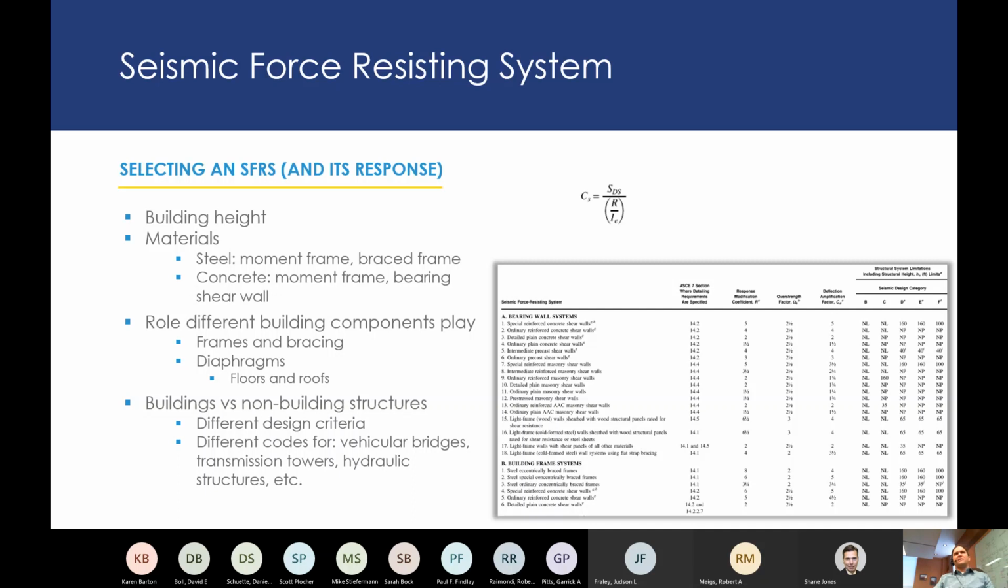Buildings versus non-building structures. I keep talking about buildings, but non-building structures follow a similar procedure and similar analysis. There's just a little bit different design criteria. And then for some structures like bridges, transmission towers, and hydraulic structures, there's different codes that govern that. They're different enough from buildings that we need to look at it a little bit differently.